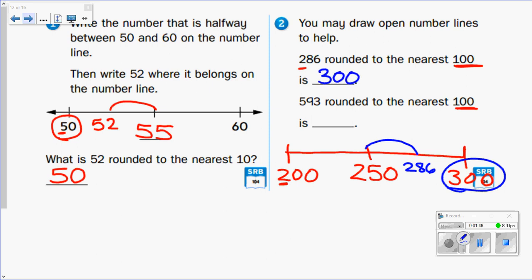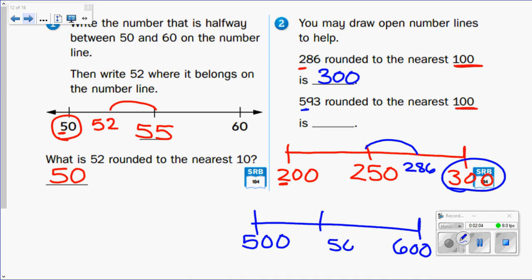Okay, our next one is 593. Once again, we're rounding to the nearest hundred. So we have the 5, so that tells me that 500 is what we're going to start out with. My next 100 is 600. Let's find that middle point. We know it's going to be 50. And then I come back to my first 100, so it has to be 550. Okay, we want to do 593. Well, we know 93 comes after 50. So 593 must round to 600. All right, good job.